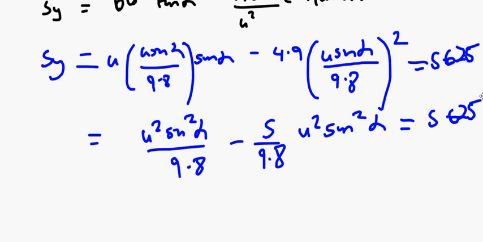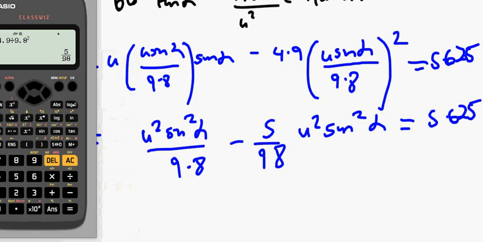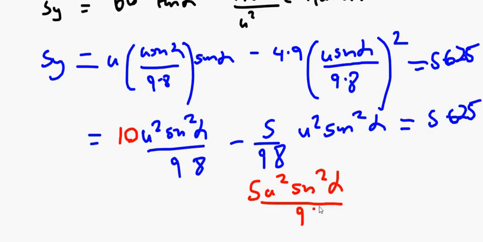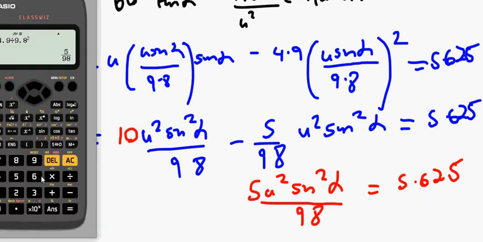Now, did these guys have a common denominator currently? Well, that's over 9.8, not over 98. Okay, I'm going to multiply the one on the left by what? It's going to multiply by 10 top and bottom. What will that effectively do? I'll give them both 98s. So, what's 10 take away 5? This is going to be 5 u squared sine squared alpha over 98 will equal 5.625. I'm going to multiply by 98 and then divide by 5. So 5.625 multiplied by 98 divided by 5.